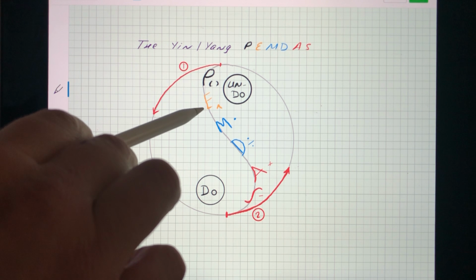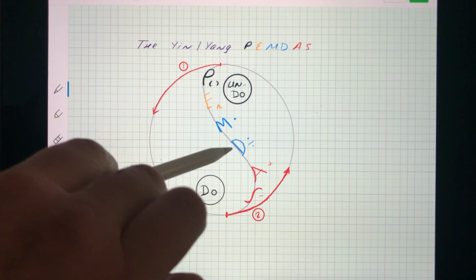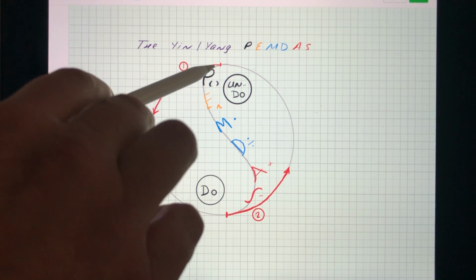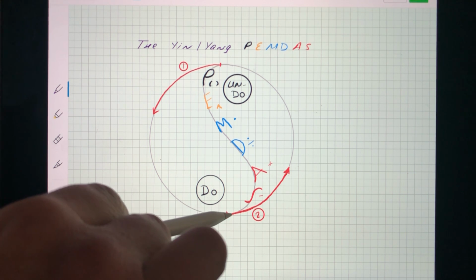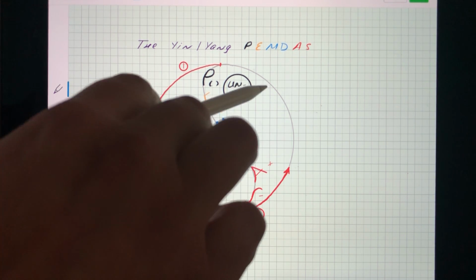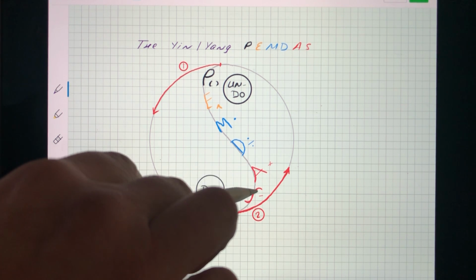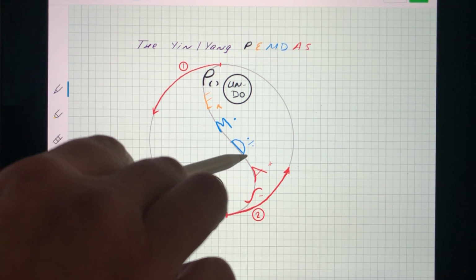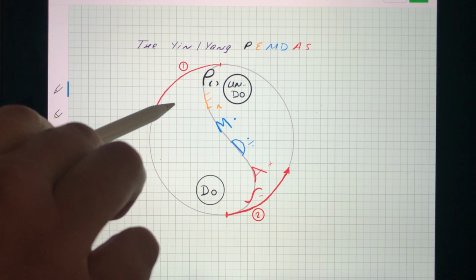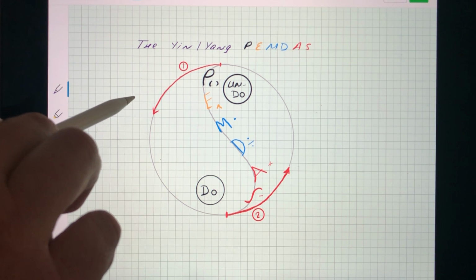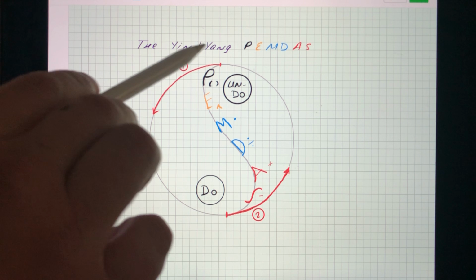So if it's a square, we square. If it's a multiplication, we multiply. If it's a division, we divide, and so on. Once all of this is complete, we get to the bottom and we work our way backwards, and we undo everything that is still left. Plus undoes minus, multiplication undoes division, and so on. So this is a different visual to memorize the order of operations, which is PEMDAS.